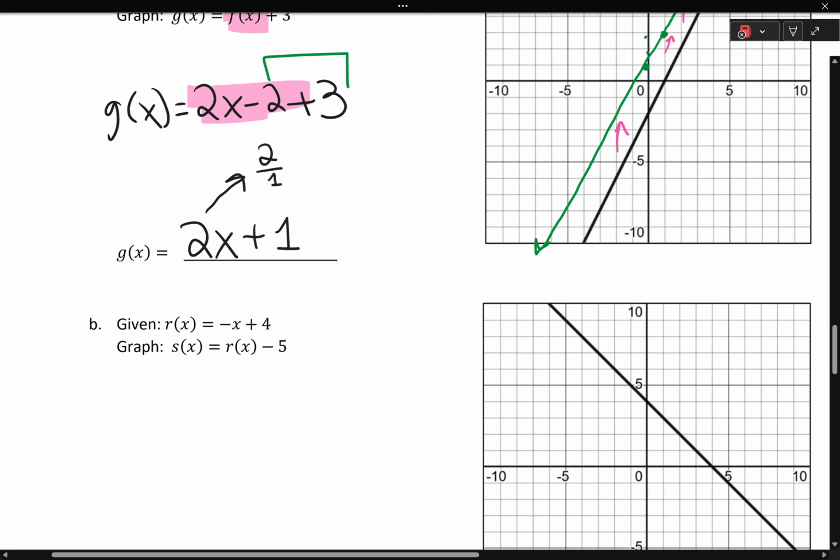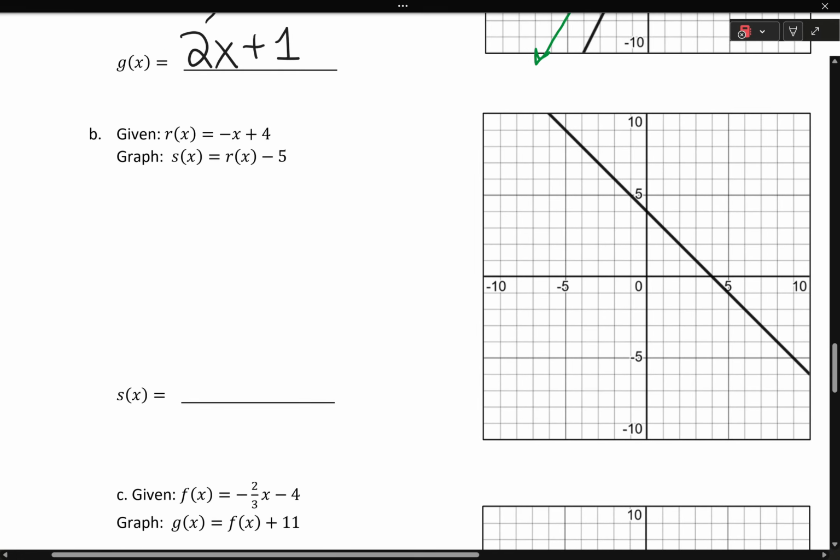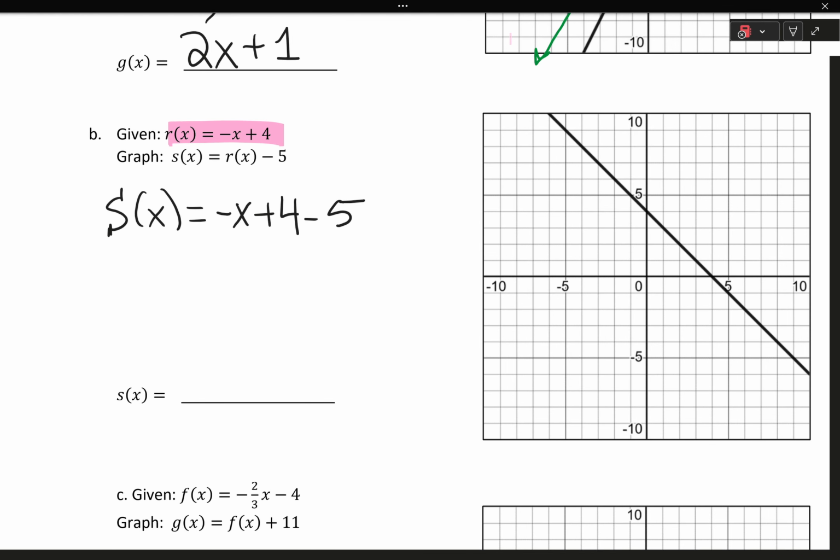All right. Letter B, let's do the same thing. First, let's find s of x. So s of x is going to be r of x minus 5. So that means negative x plus 4 minus 5. Remember, subtracting means we're going down. So hopefully when you graph this, we'll see that our graph went down.